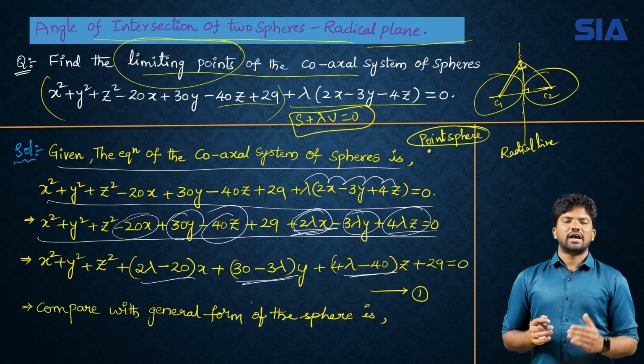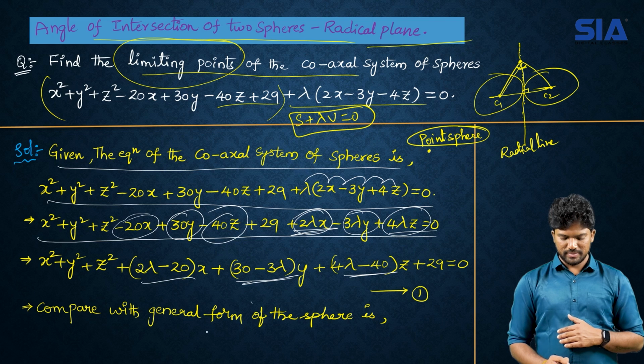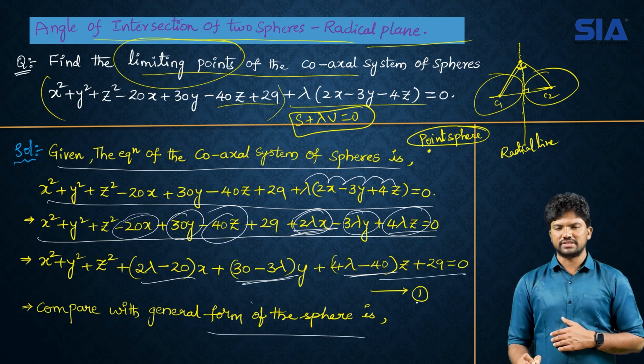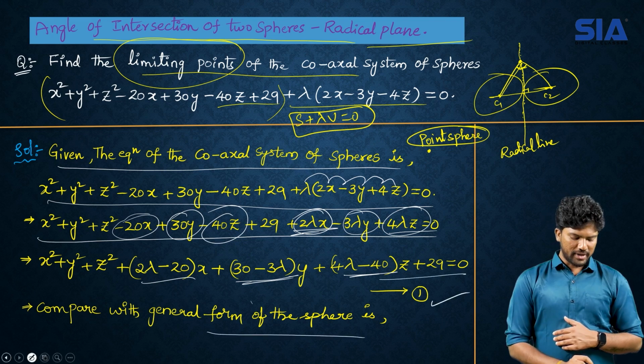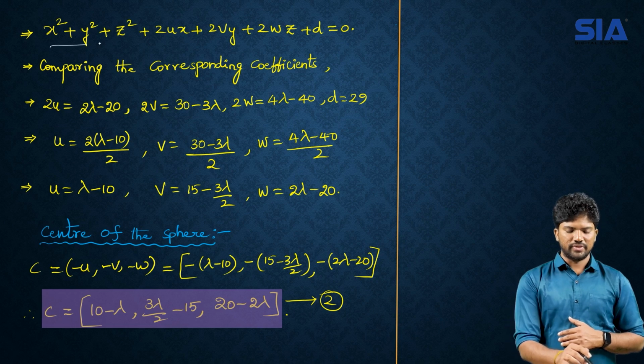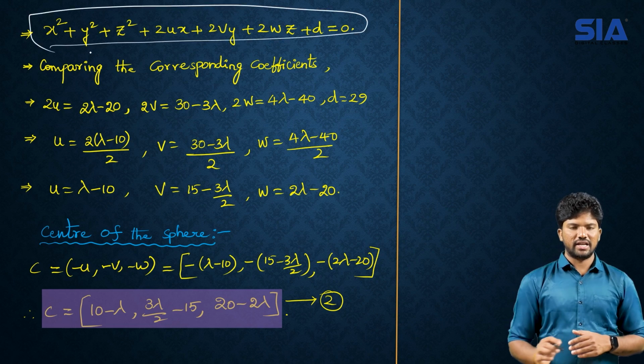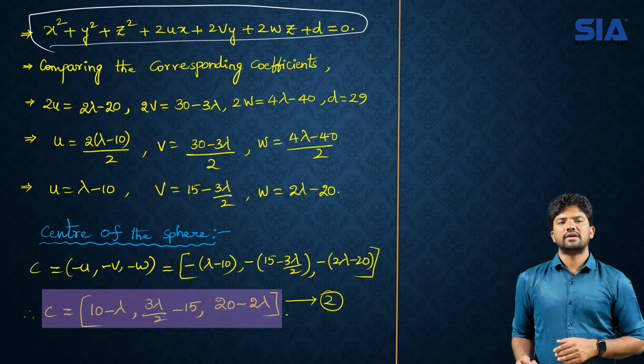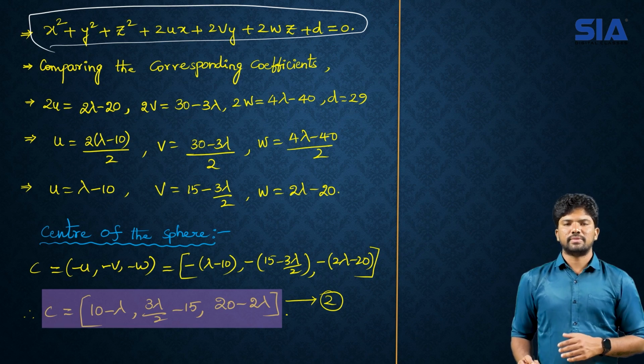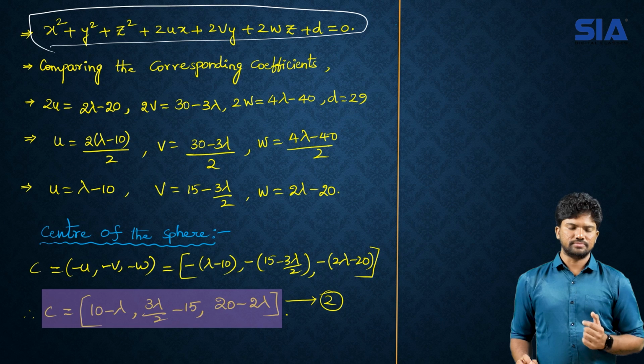After taking x, y, z common, whatever resultant sphere equation we got, take that as equation number 1. Compare equation number 1 with the general form of the sphere equation. You know very well it is x square plus y square plus z square plus 2ux plus 2vy plus 2wz plus d is equal to 0.